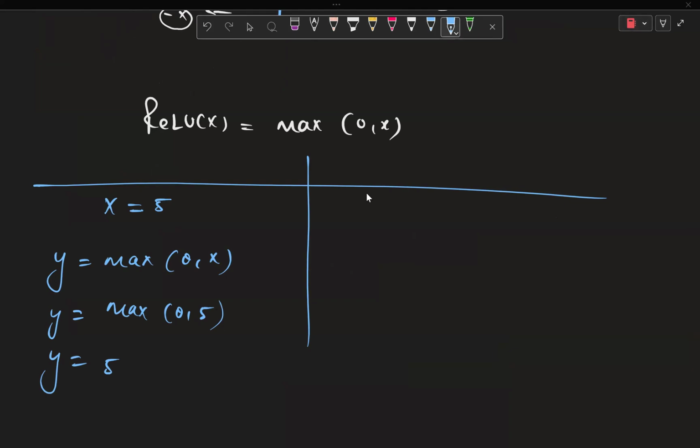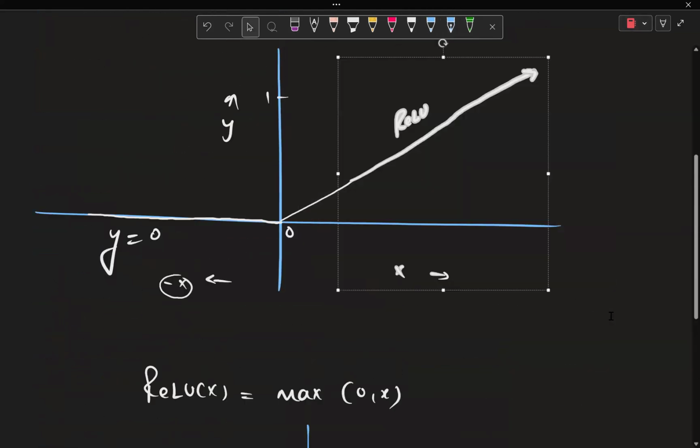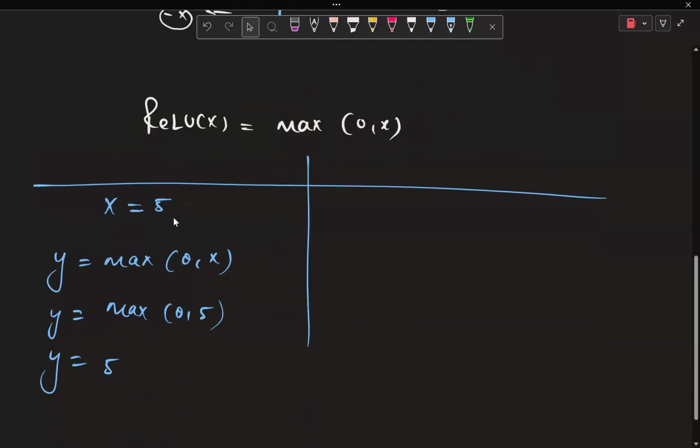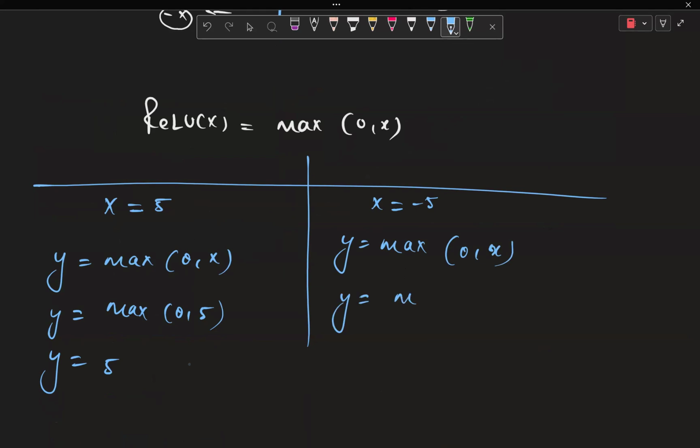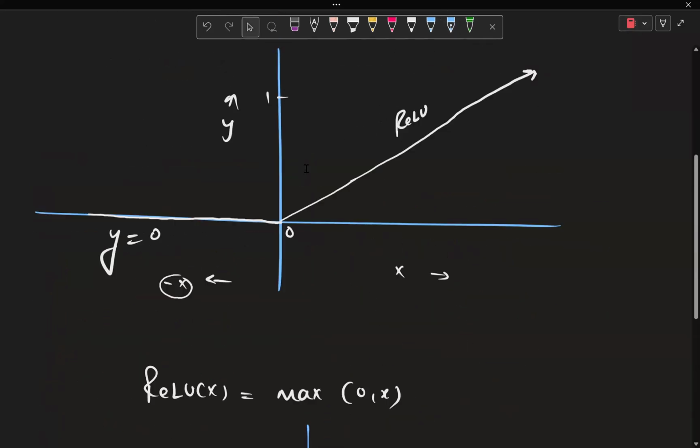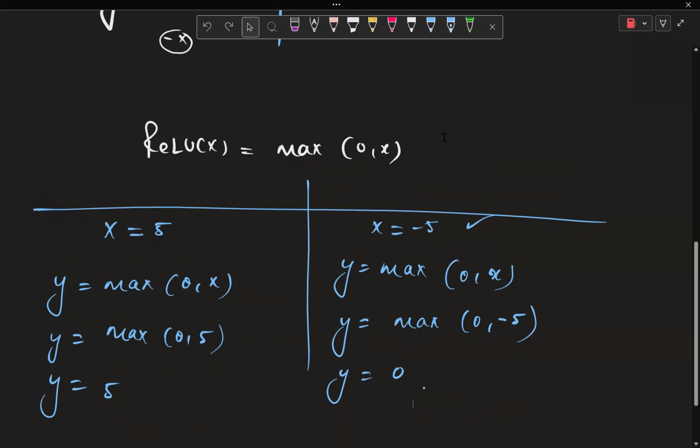5, right? So for positive values of x, whatever positive value of x you have, that is the value of y. If you put x as 1, your y becomes 1. If you put x as 100, your y becomes 100. But what if you put minus 5? y equals max of 0 comma minus 5. What is the maximum here, minus 5 or 0? 0. For every negative value of x, your y is 0. And that's what we have seen in the graph also. Clear formula?